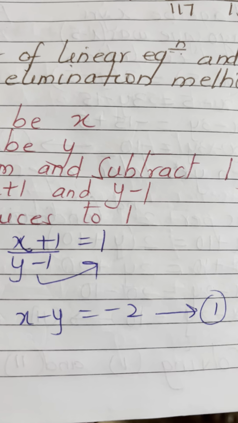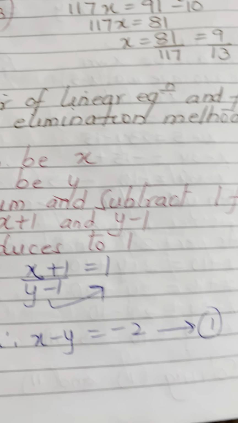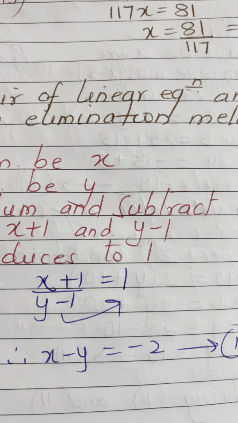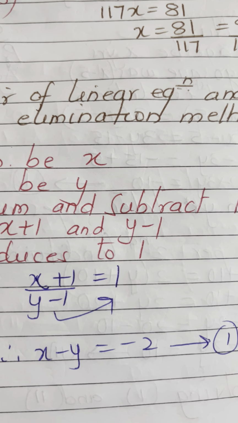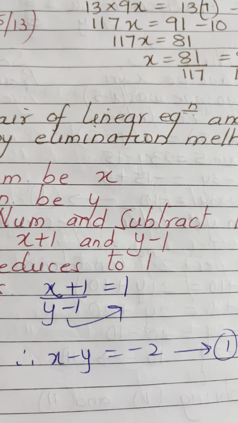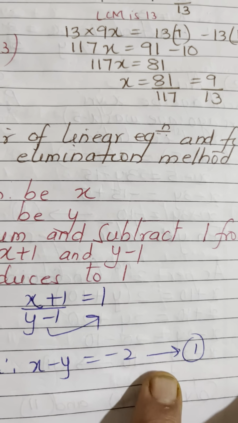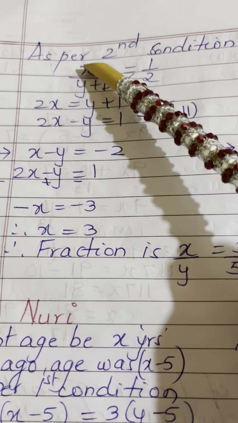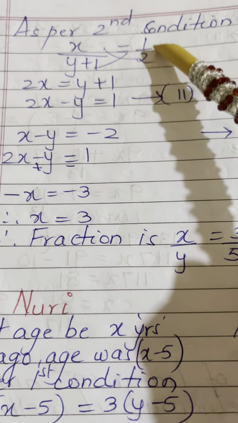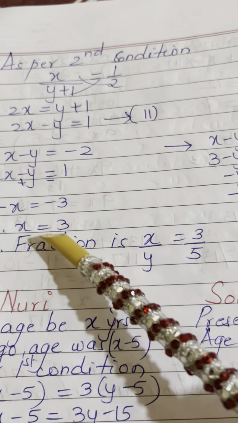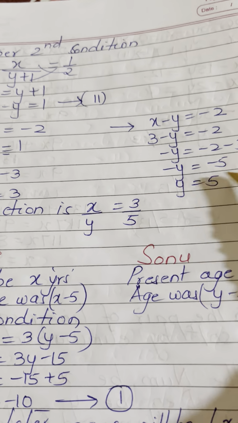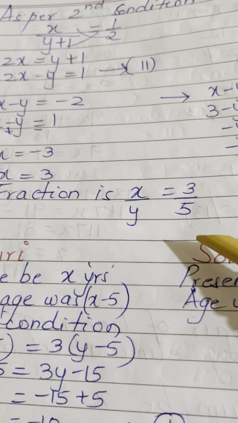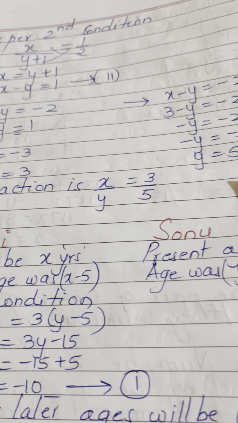This is your equation 1. Now we are going to the second condition. It becomes half if we add only 1 to the denominator. Do not add to the numerator, only to the denominator. So what is the fraction? We have to find x and y. As per the second condition, x upon y plus 1 is equal to half. And we solve. We get x equal to 3, y is equal to 5. So the fraction is 3/5. See all the steps to understand further.